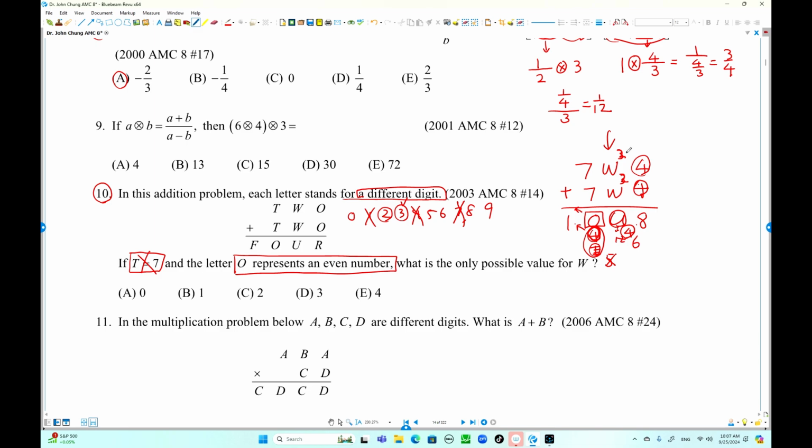Okay? 3 plus 3. Also, you can try 0. 0 plus 0 is still 0, right? But W and U are equal, so they would use the same digit. That's not working, okay? So the only possible digit for letter W is 3. Choice D is the answer.